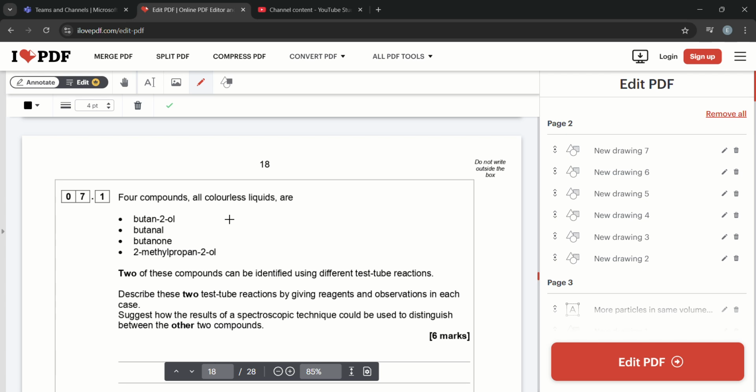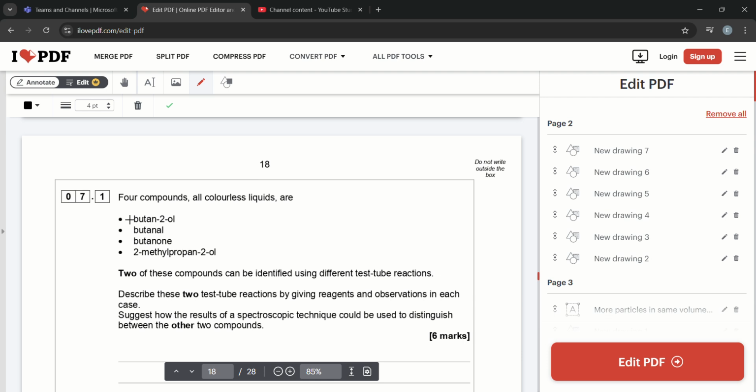Question 7. 4 compounds, all colourless liquids: butan-2-ol, butanal, butanone, 2-methylpropan-2-ol. 2 of these compounds can be identified using different test tube reactions. It says, describe these 2 test tube reactions by giving reagents and observations in each case. Describe how the results of a spectroscopic technique could be used to distinguish between the other 2 compounds.